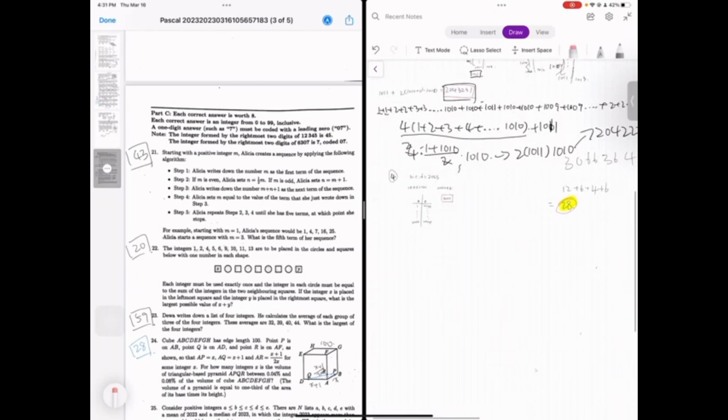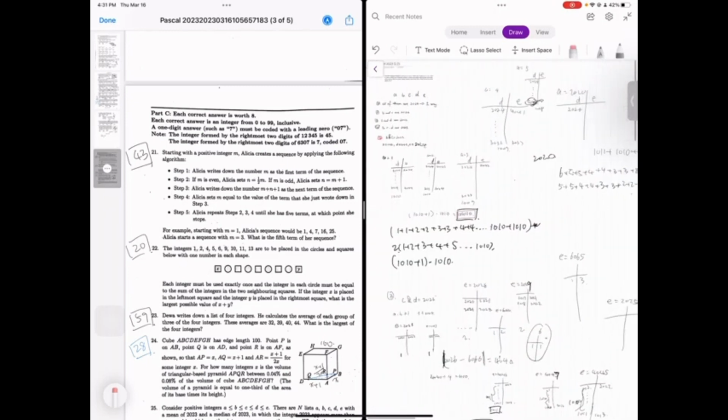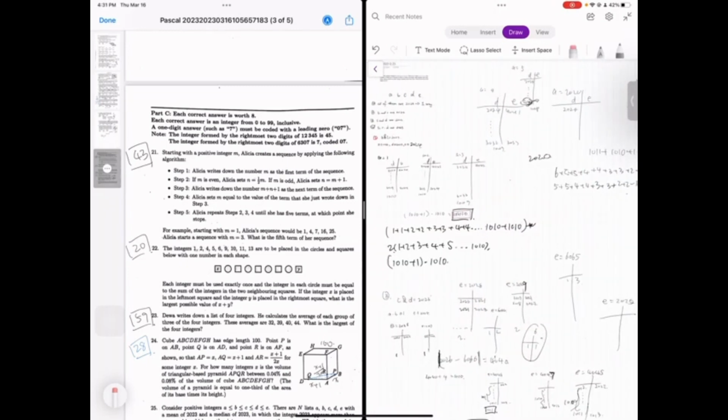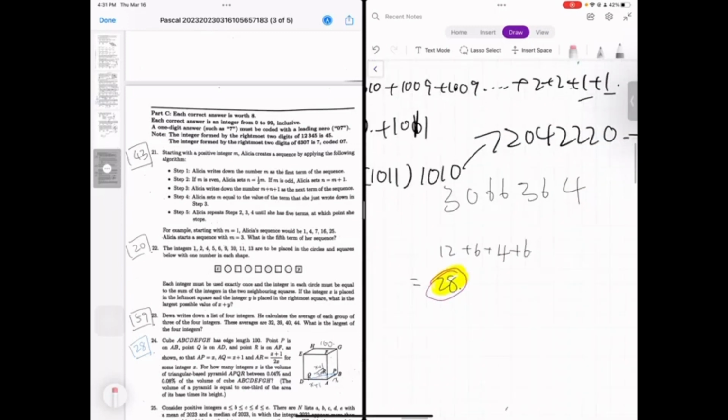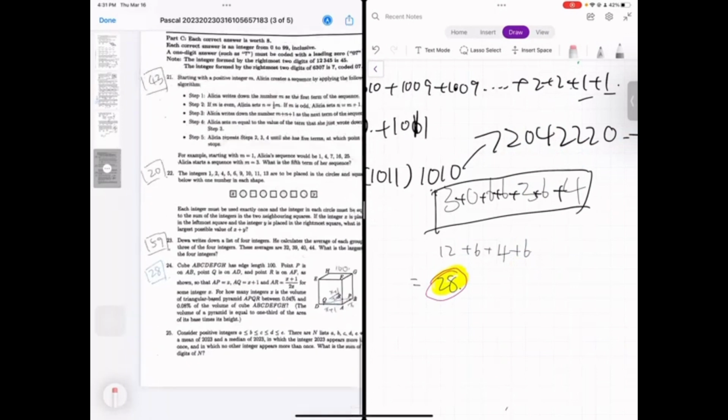After that, we just add the results of the 4 scenarios up. Because the question was asking about the sum of the digits, we add all of those numbers up, and we get 28. So the final answer is 28.